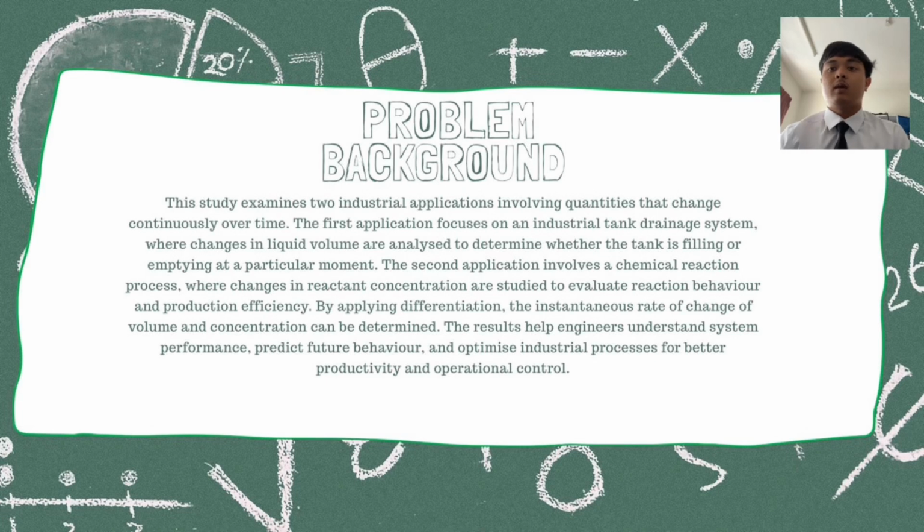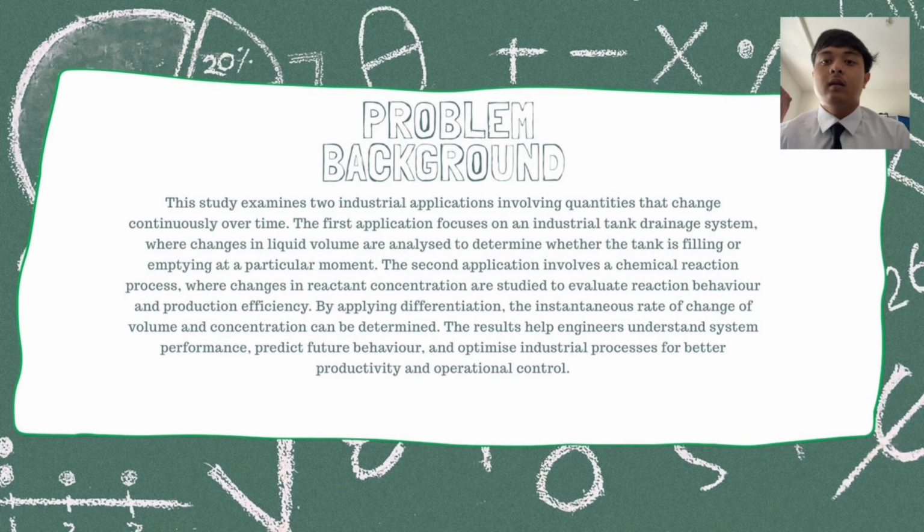Okay, first is problem background. In this study, we examine two industrial applications that involve quantity changing continuously over time. The first application is an industrial tank drilling system, where we analyze the change in liquid volume to determine whether the tank is filling or emptying at a specific moment. The second application focuses on a chemical reaction process, where change in the concentration of reactant are studied to evaluate the reaction behavior and improve production efficiency.